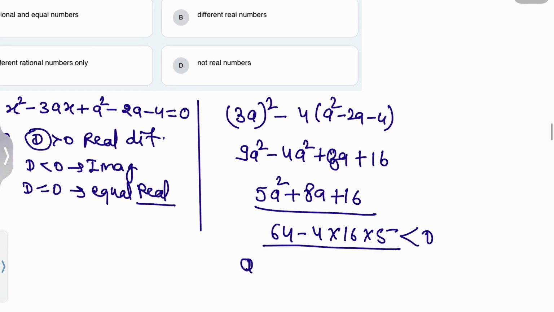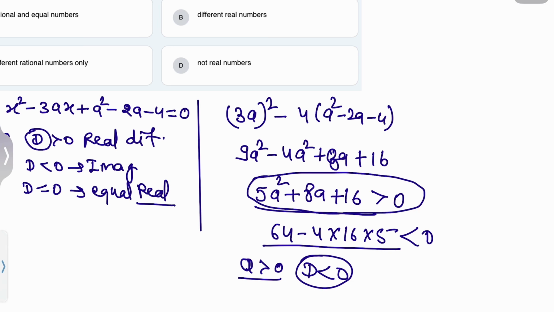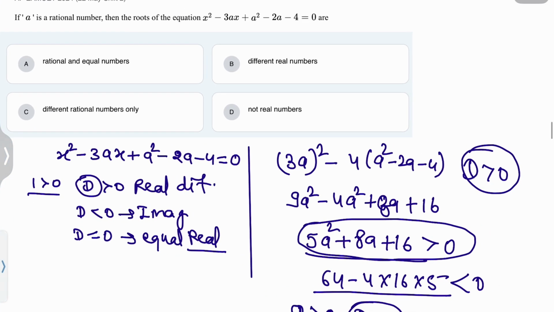So a is greater than 0 and D less than 0. That's why any quadratic is always greater than 0. The meaning is, if D is greater than 0, this condition is real and different roots. So this one is also very important, it depends on the second quadratic.